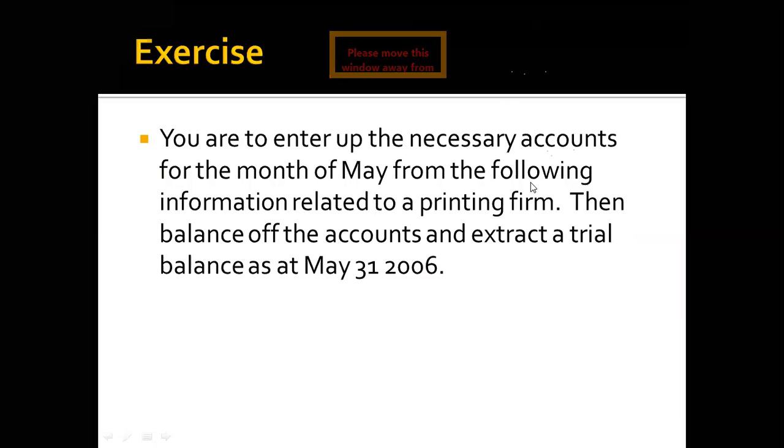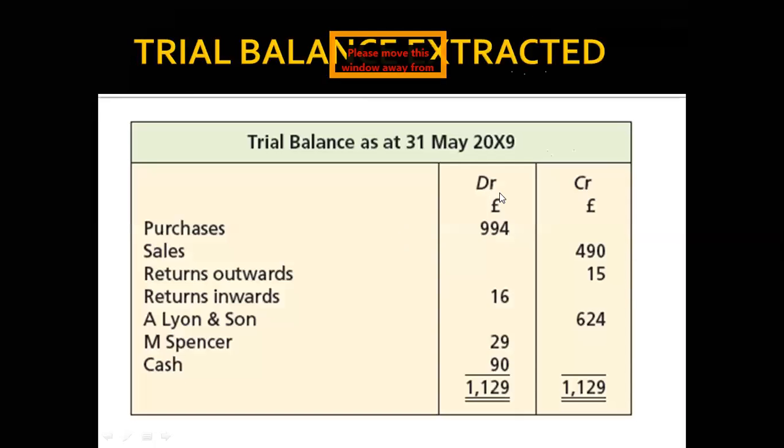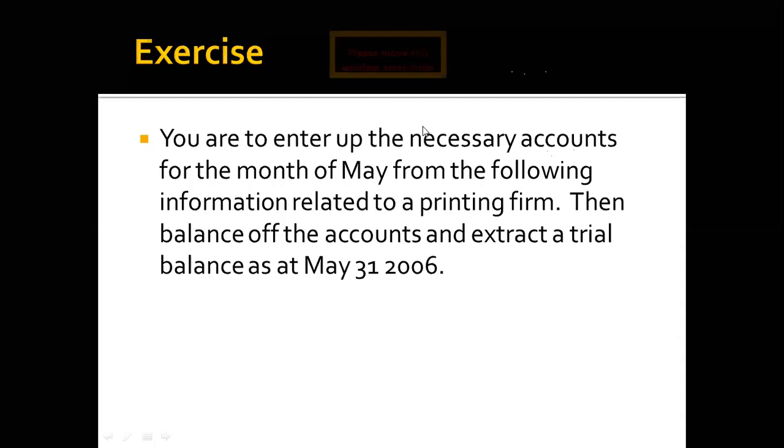Go ahead, Karen. Sir, on the chart, you have DR and CR, a debit and credit. Good observation. So this means debit, this means credit. Debit side, credit side. And it says you are to enter up the necessary accounts for the month of May from the following information related to a printing firm. Then balance the accounts and extract a trial balance as at May 31, 2006.